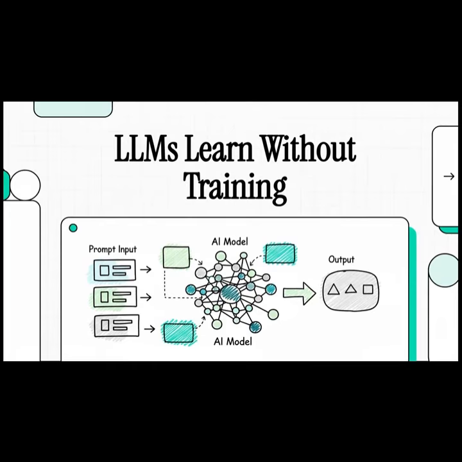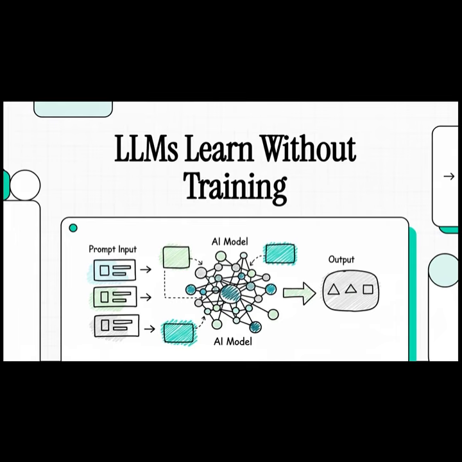You've probably seen this happen. You show a large language model just a few examples of some new task, and bam, it instantly gets what you want. It feels like pure magic, right? Like it's learning a new skill in a split second. But there's no training going on, no weight updates, or at least that's what we thought.